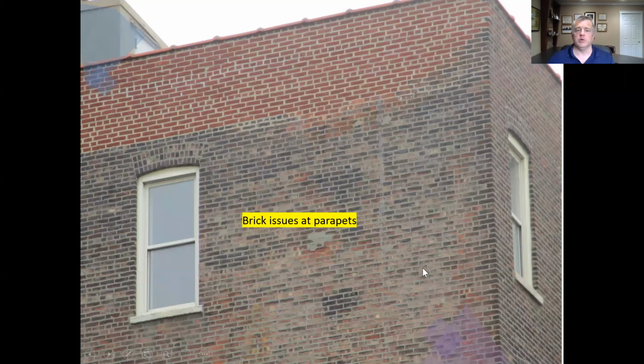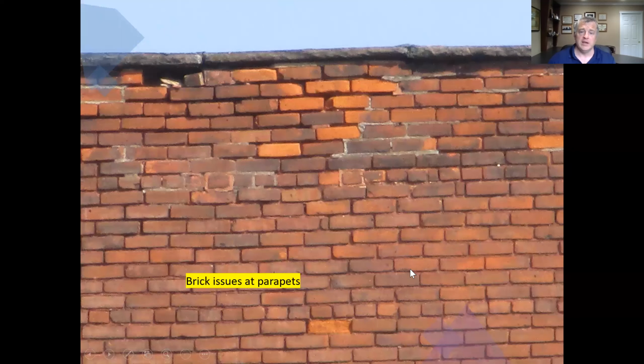What else is common in these buildings? Brick issues, usually at the parapet. And the parapet wall is the wall above the roof. So it's getting hit on three sides: the outside, the inside from the roof, and the top. You could see on this building, they had to replace a lot of the brick above the roof line. And on this building, they're going to need to. So your brick issues, most often you're going to see them above the roof line at your parapets.